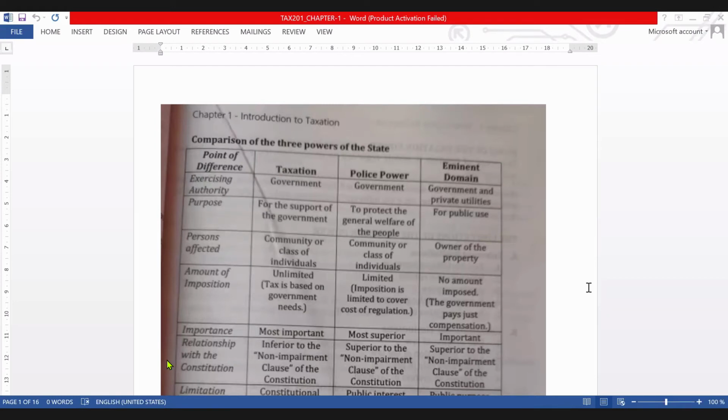I haven't touched this yet because the comparison started right away. Okay, these are the three inherent powers of the state. Ma'am, there's a good question here. Is it unfair?